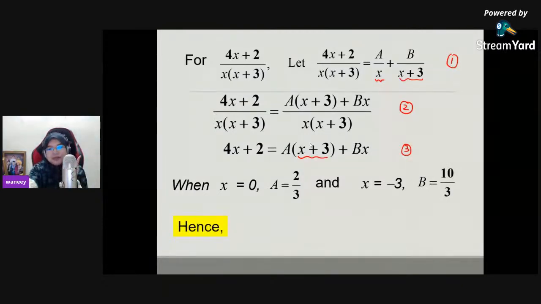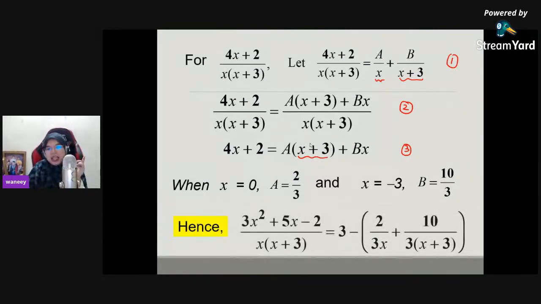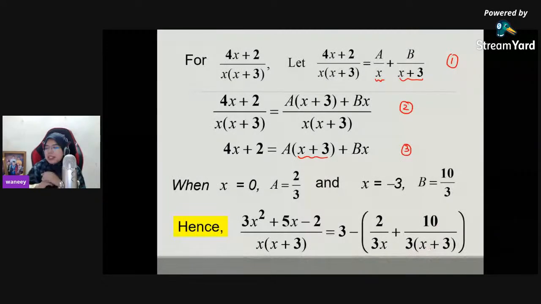Therefore, (3x squared plus 5x minus 2) over (x plus 3) is actually equal to 3 minus, so this is the value of A, 2 over 3x, plus 10 over 3(x plus 3). So that is actually our partial fraction.